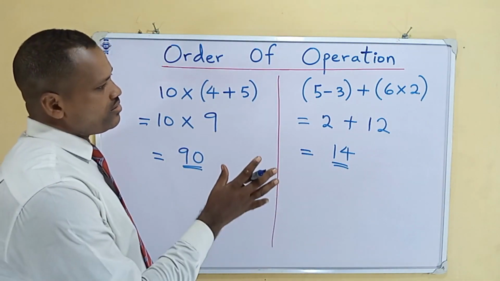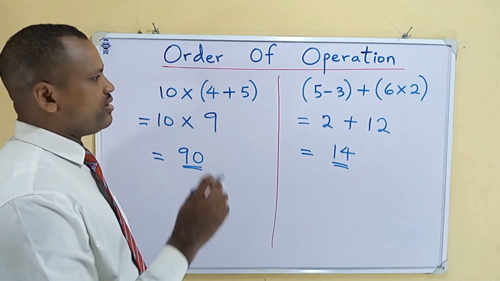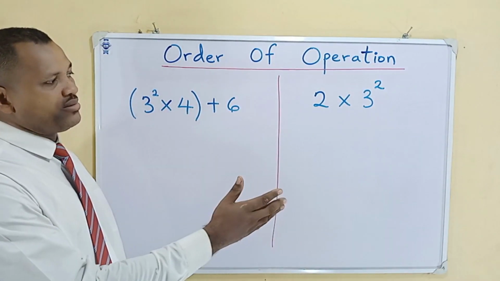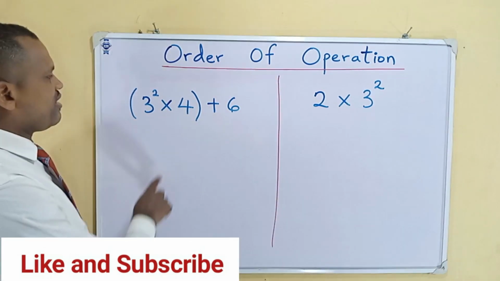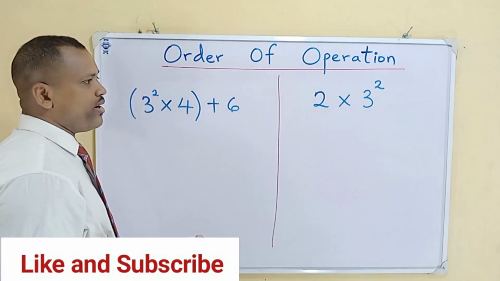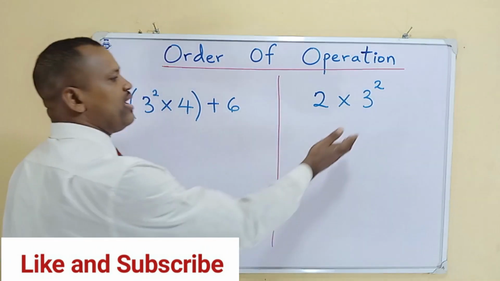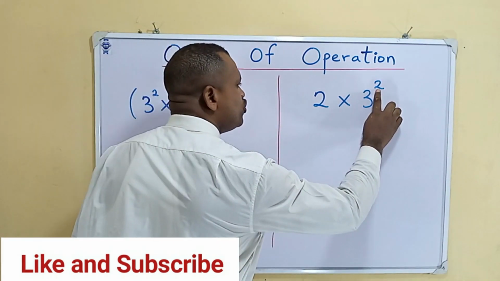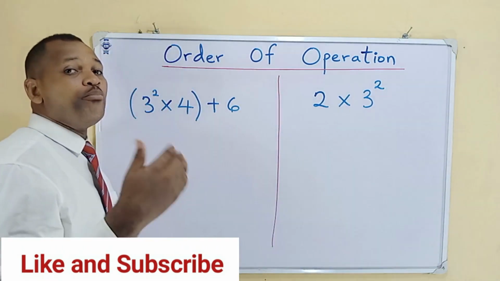So we have dealt with problems that have to do with parentheses. Let's look at another one that has to do with exponents. So let's go ahead and solve these problems that have to do with exponents or powers. Look at this one, 3 raised to power 2 or 3 squared. The same thing here, this is 3 raised to power 2. So these are what we know as exponents. This 2 here is the exponent or power.